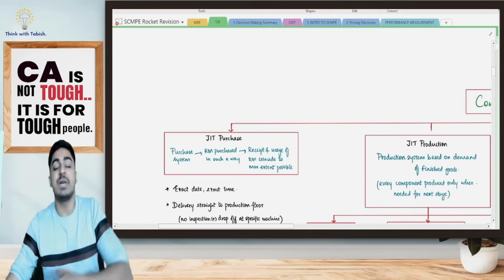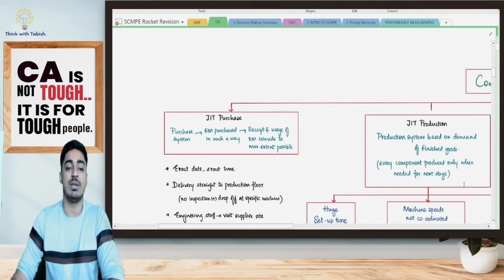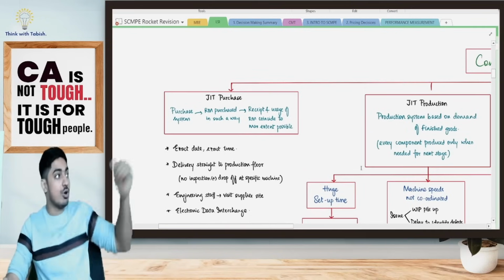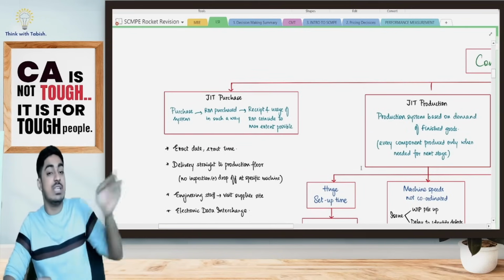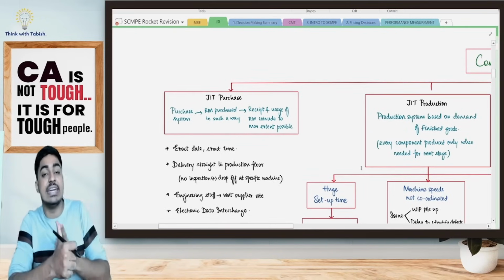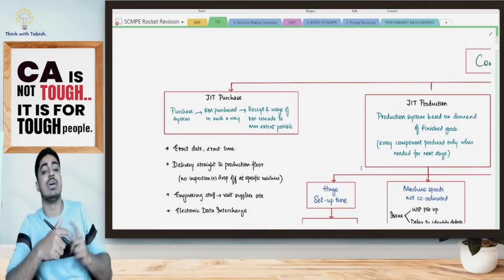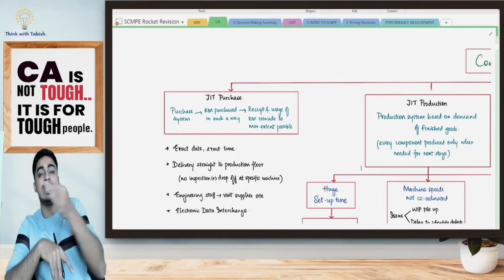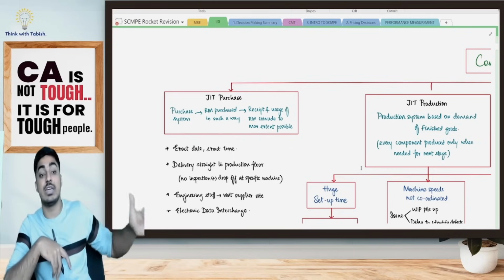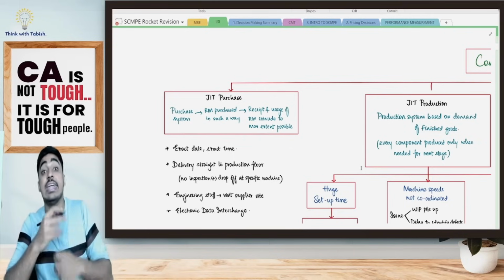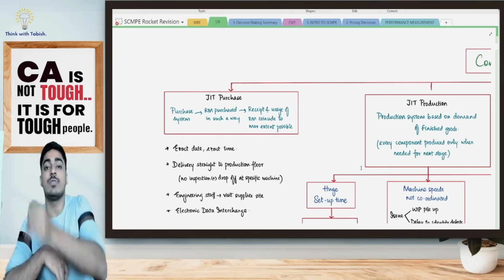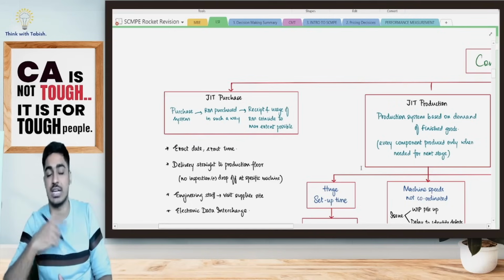Now, just-in-time purchase. A few things we have to do in order to implement JIT purchase. Firstly, the components that we are getting, we should be receiving the raw material on the exact date, exact time. The supplier should be giving it to me on the exact date, exact time. Again, the delivery should be made straight to the production floor. It's not to the warehouse, directly to the production floor. And he should go to the extreme of dropping it off at the specific machine which is going to use that. Okay, point number 2.